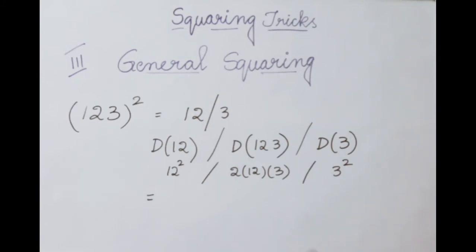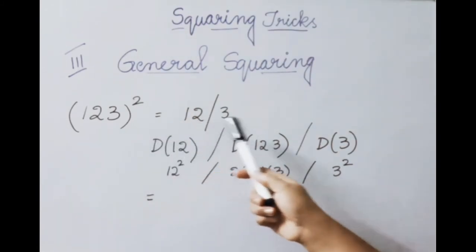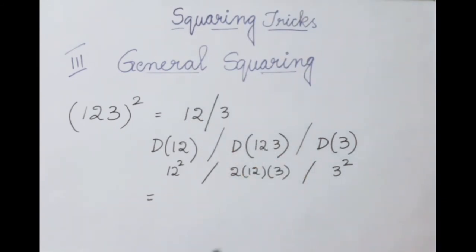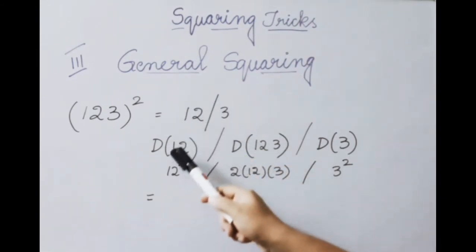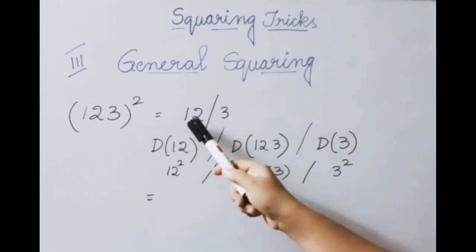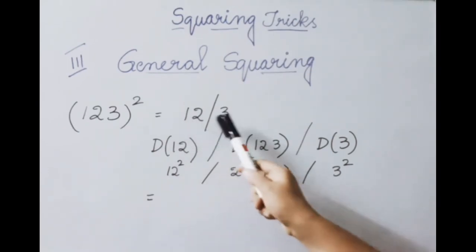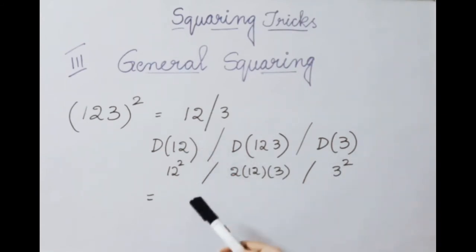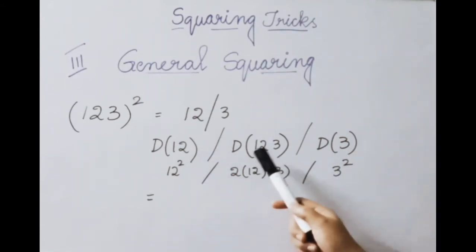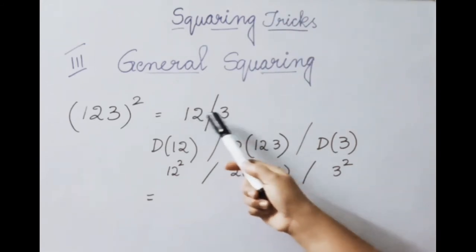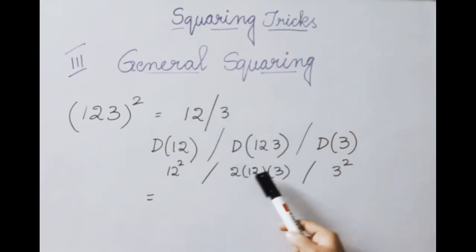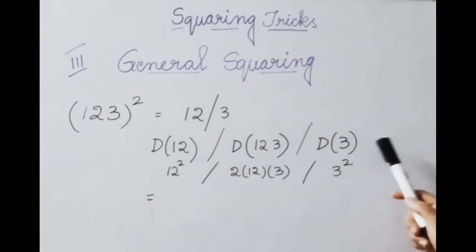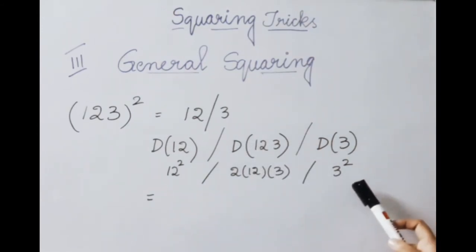See now the square of a 3 digit number, 123 whole square, how to find. Here we split the number into 2 parts. The first part is 12 and the second part is 3. So we find the duplex of 12, next the duplex of 123, next the duplex of 3. Duplex of 12 means 12 square. Duplex of 123, we split the number into 2 parts, 12 into 3, twice the product of the 2 numbers. Next duplex of 3 means 3 square.